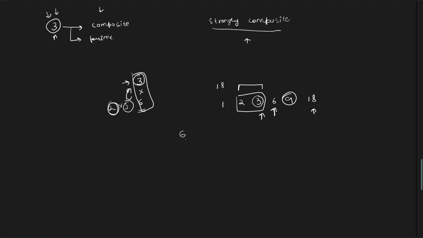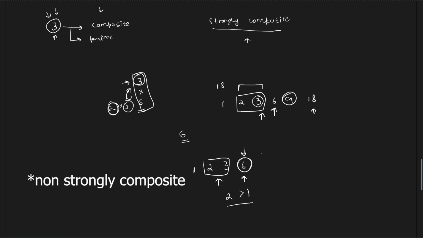Right? So the first number that I found was 6. So 6 was a composite number which is not strongly composite, because the factors of 6 are 2, 3 and 6. So these two are prime divisors and this is a non-prime divisor, right? Now since it is greater than this particular value, 2 is greater than 1, that means it is not a strongly composite number. So if I multiply this particular non-strongly-composite number with another prime number or any other number for that matter, it will always be strongly composite.